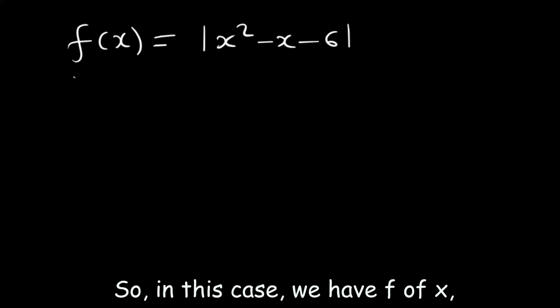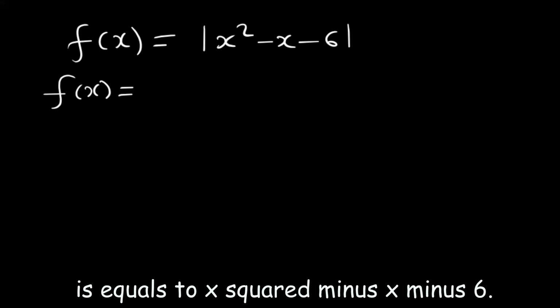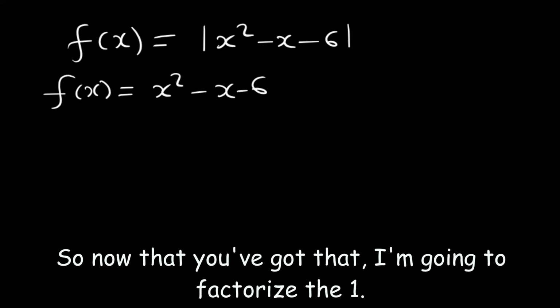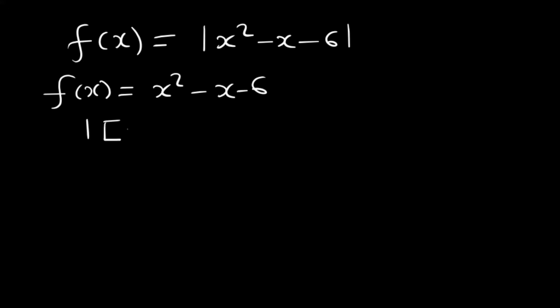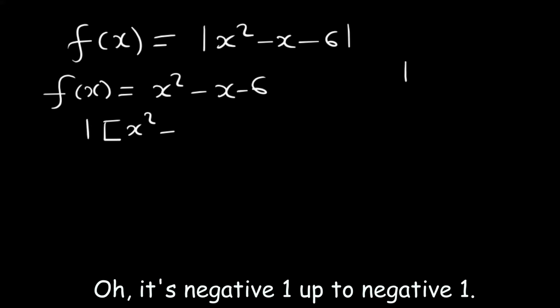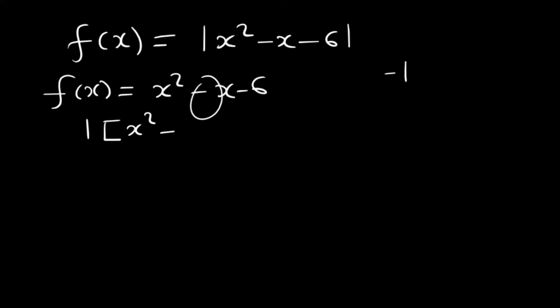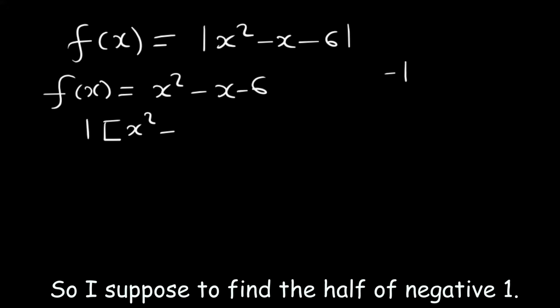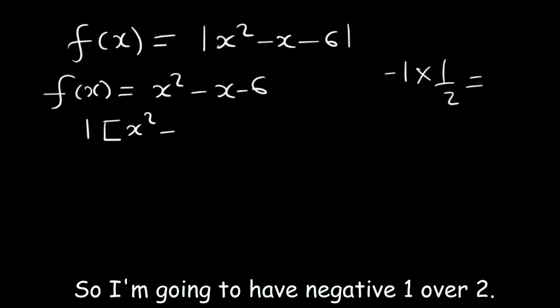So in this case, we have f of x is equal to x squared minus x minus 6. So now that we got that, I'm going to factorize the 1. I'm going to remain with my x squared minus, then the coefficient of x here, it is 1. Oh, it's negative 1 actually. It's negative 1, this one. So we're supposed to find the half of negative 1. So I'm going to multiply this by half. So I'm going to have negative 1 over 2. So this is what we have.